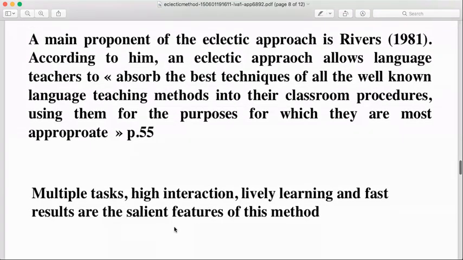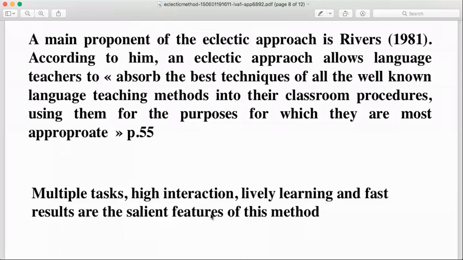So the salient features of this method are, of course, multiple tasks, high interaction, lively learning, and fast results. There would be multiple tasks, and interaction is high because learner-centered classrooms are encouraged. Then there is lively learning because the teacher keeps the students motivated, and she selects interesting activities from whatever material is available to her.